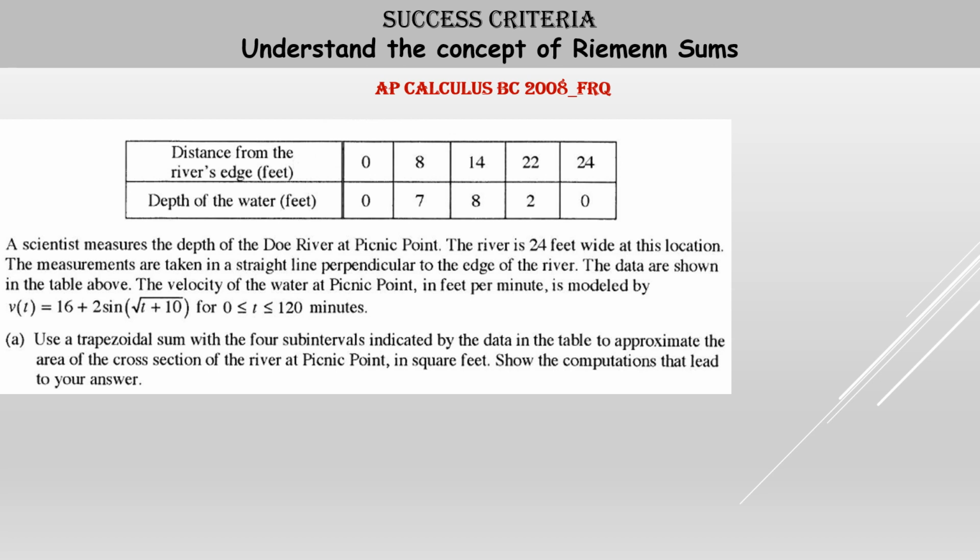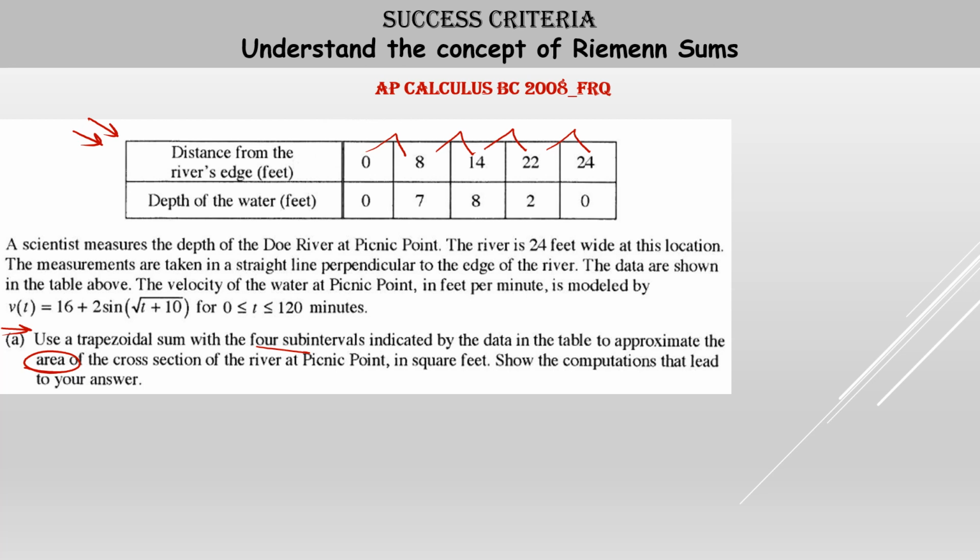Now the question is given again. You have been given a table and you use a trapezoidal sum with 4 subintervals. So check 1, 2, 3 and 4 subintervals. You have the depth of the water and you have to find the area of the cross section of the river using the trapezoidal sum.